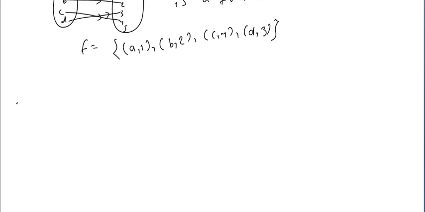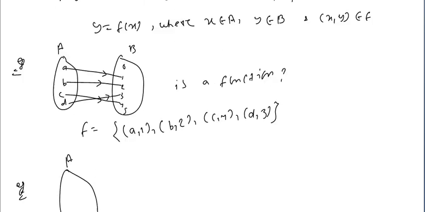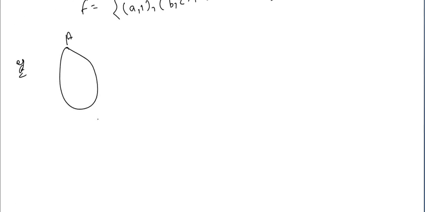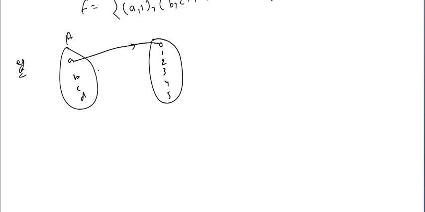Suppose you have a next example. Suppose this is set A, because here the function is defined from set A to set B. And suppose set B has elements 0, 1, 2, 3, 4, 5, and set A has a, b, c, d. Suppose a has a relationship with 0, b has a relationship with 1, c also has a relationship with 1, and d also has a relationship with 1.